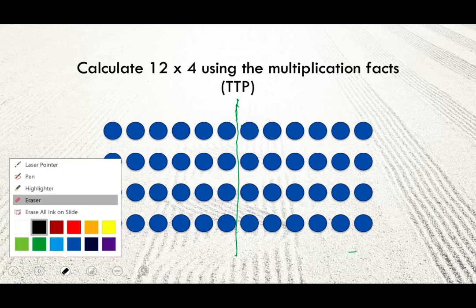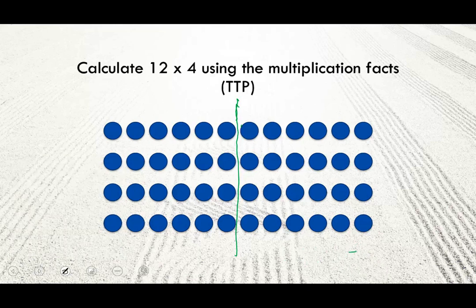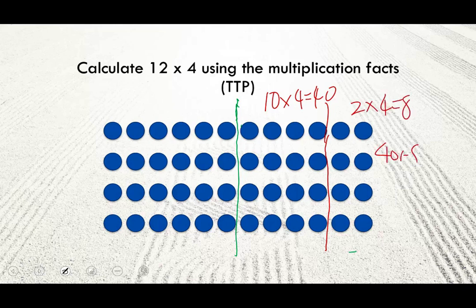Another way, maybe, I could split this one into 10 and 2. Because I know 10 times 4 is 40. Also, I know 2 times 4 is 8. So 40 plus 8 is 48.